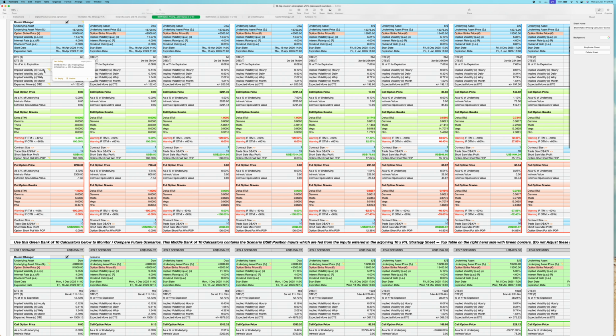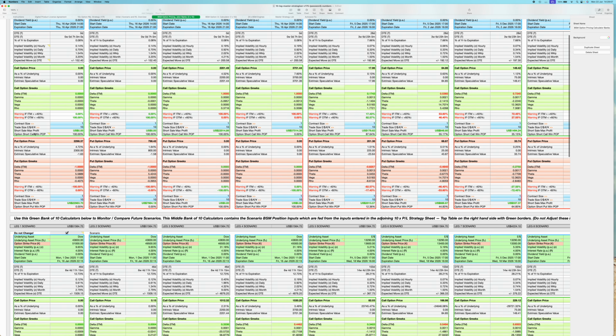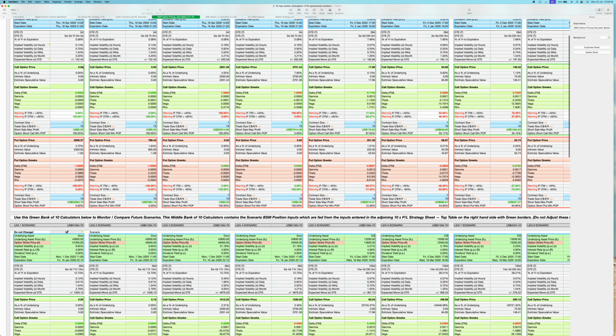You've got implied volatility worked out hourly, daily, weekly, monthly. You've got the expected move for the time left to expiry. There's a delta warning because I was doing a lot of short selling. Obviously the pricing for the options, percentage of the underlying. Again, you've got trade size, contract size, short sale maximum profit size.